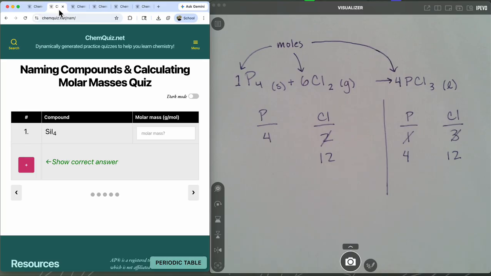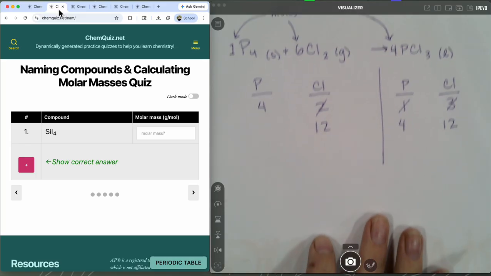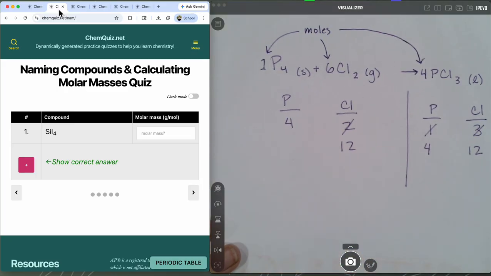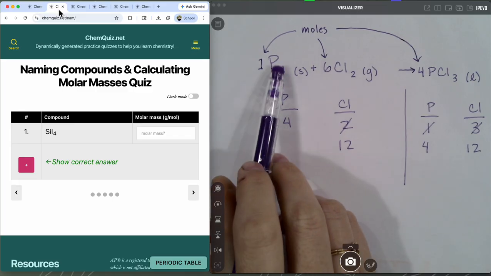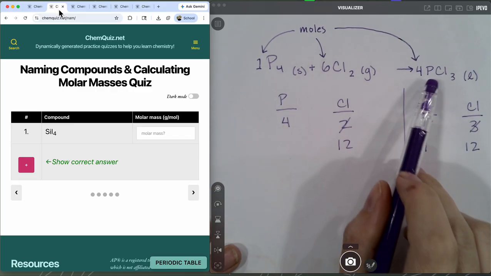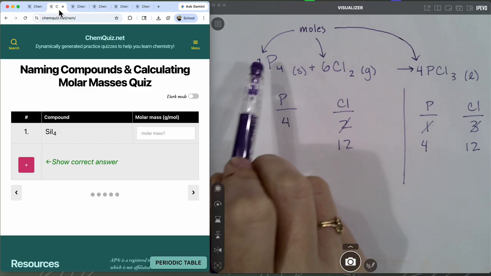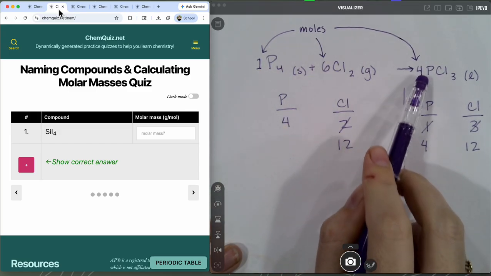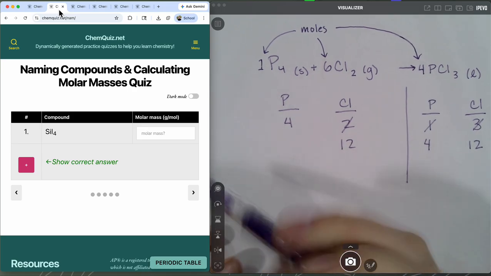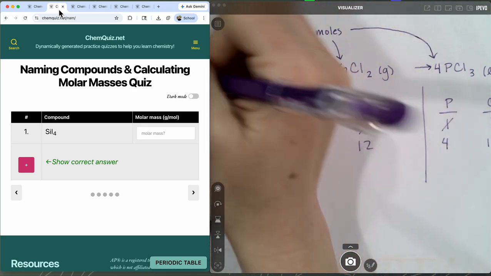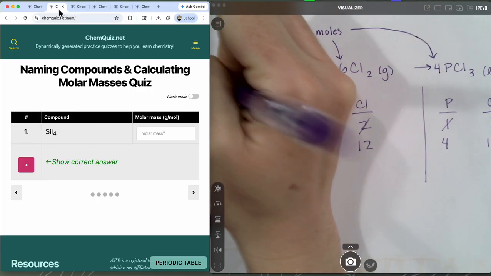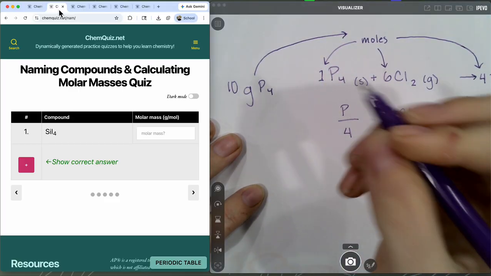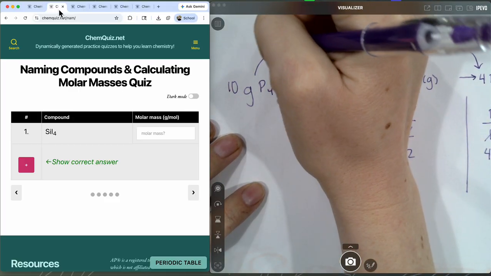So our next one, good job getting an eraser. Our next one is going to ask to calculate molar mass. So in the previous question I said, if I had 10 grams of phosphorus, how many grams of this am I going to make? Well, we would have to go grams of phosphorus to moles of phosphorus, moles of phosphorus to moles of phosphorus chloride, and then we could go to grams of phosphorus chloride. The way you go from grams, let's say 10 grams of P4, to moles of P4 is going to be a molar mass. So we need to know our molar mass.